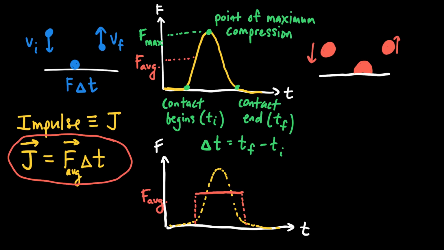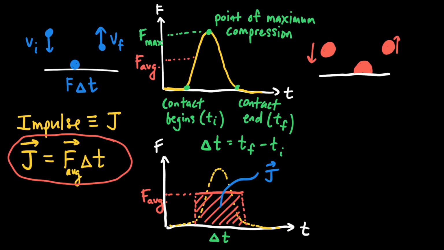And what we would find is that this red rectangle has a height that is equal to the average force and a width that is equal to the time interval delta t. And so I hope that at this point, because this is the second or third time that we've seen something like this, you're able to see that the area of that red rectangle is equal to the impulse that acts on that object from the floor. And so the impulse that is delivered to an object can be found from the area under the curve of a force versus time graph.